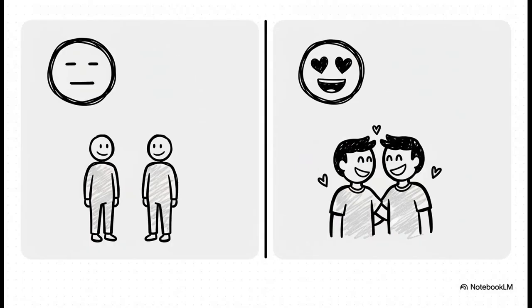I mean, just look at the difference here. On one side, you've got a couple. Super simple, but way too vague. The AI is basically just guessing. But on the other side, we've got details. Age, what they look like, their emotion, how they're interacting. The result isn't just a picture of two people, it's the start of a story. And that is the power we are unlocking today.